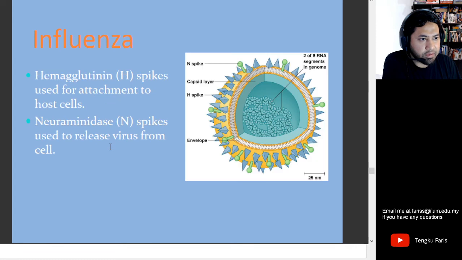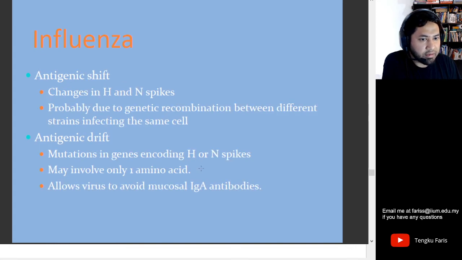Influenza, okay, we already discussed that. So this is just to illustrate the structure. We have the hemagglutinin spike, we have the neuraminidase spike. This is the attachment site for the binding. All right.